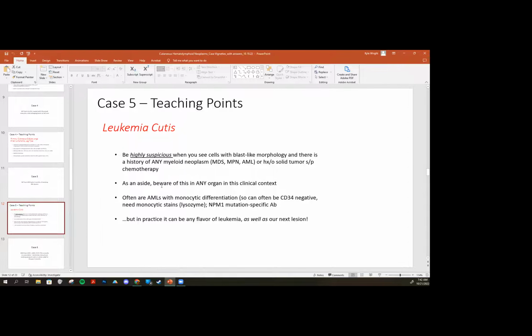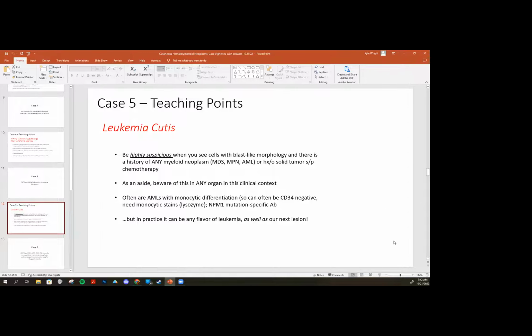As an aside, be aware of this in any organ in this context. So just because we're seeing this in the skin, this can present in the GI tract, soft tissue masses as myeloid sarcoma, okay? So always be thinking about this when you see this morphology in this setting. So typically blasts are CD34 positive. So why are they CD34 negative in this case?